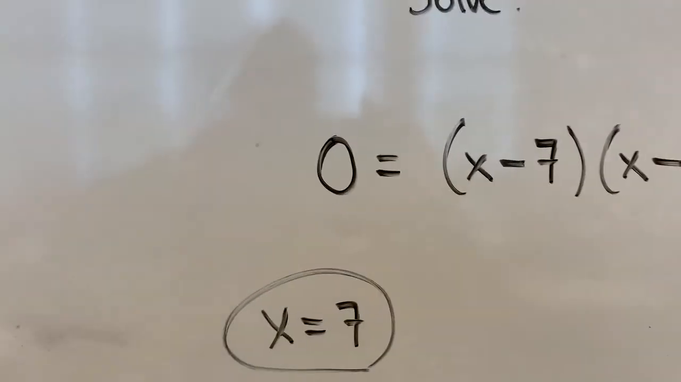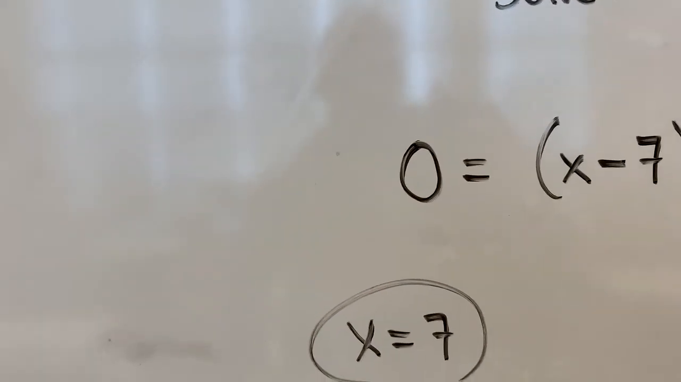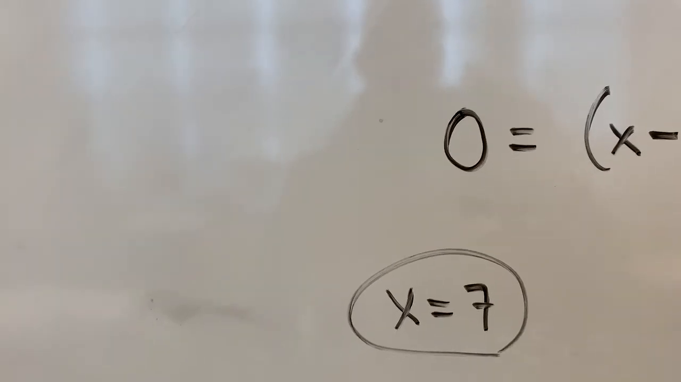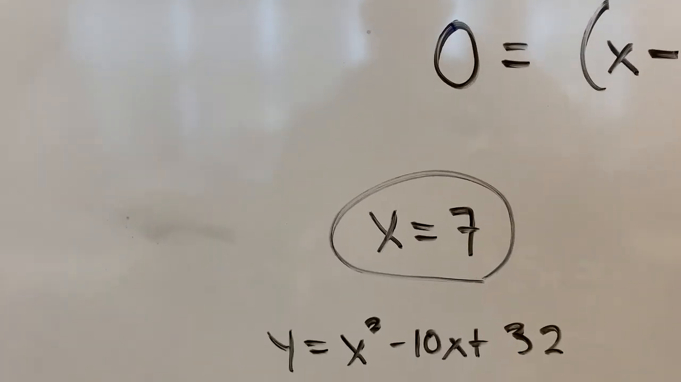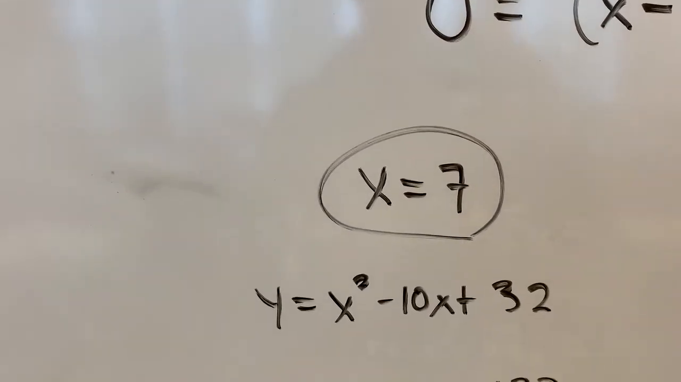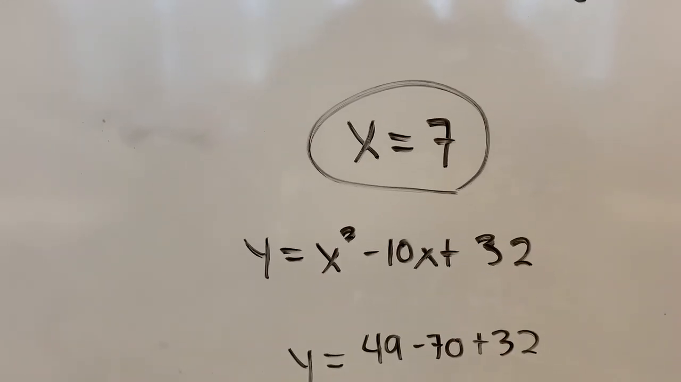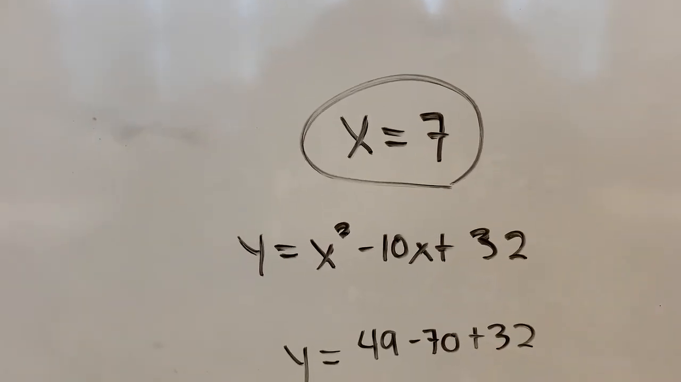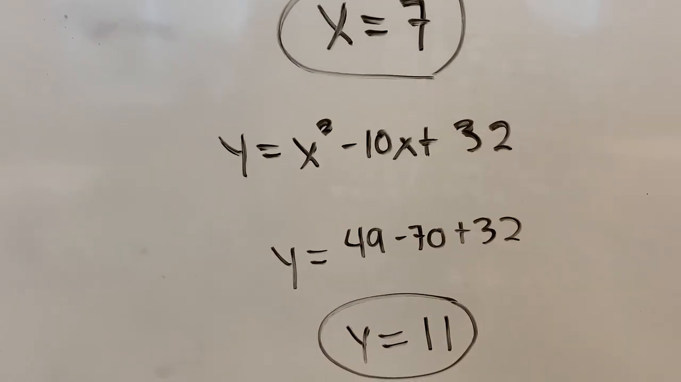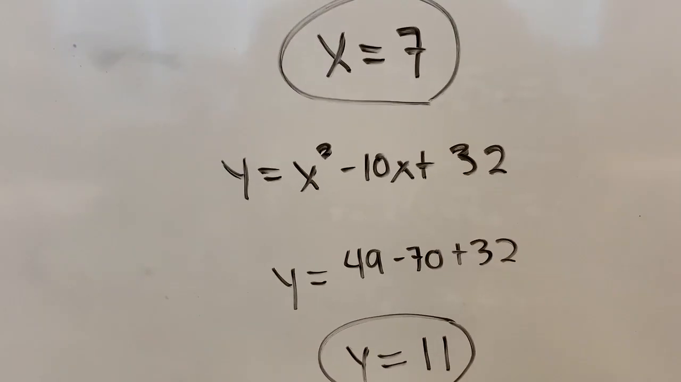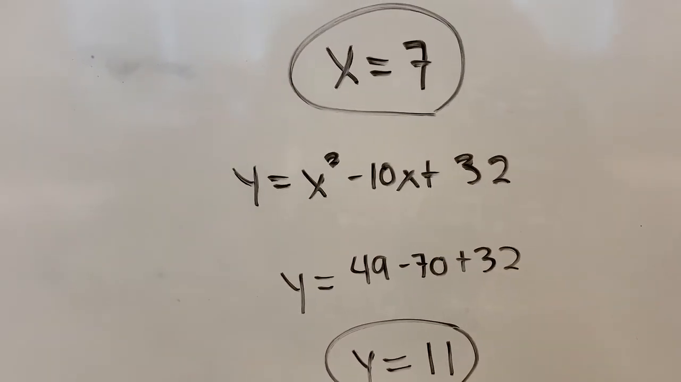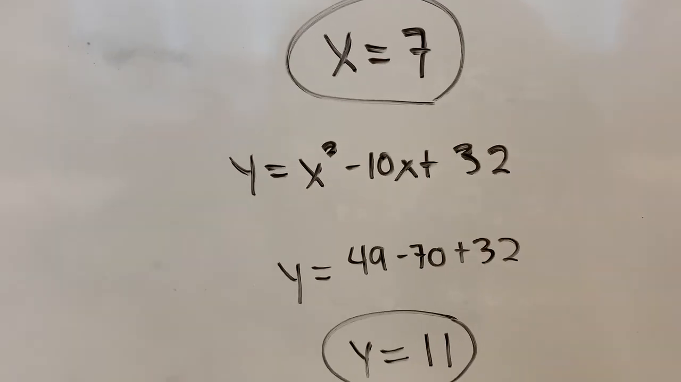But your question isn't done there, because remember, somebody asked you what are x and y. So if x is 7, I grab one of my equations and I stick a 7 into it and say, okay, if x is 7, what does y equal? And again, go back to the beginning to one of your original equations and you'll find that y equals 11. So when x is 7, y is 11 is one of the points of intersection on that graph.